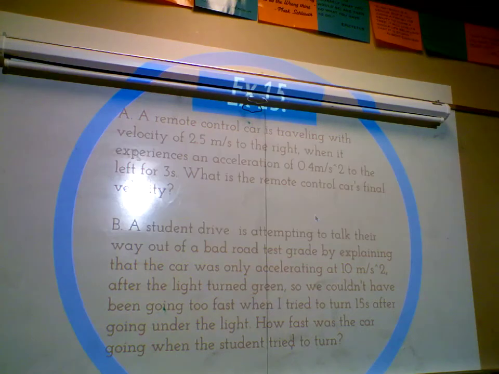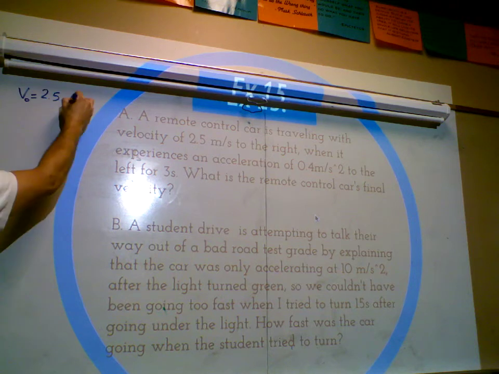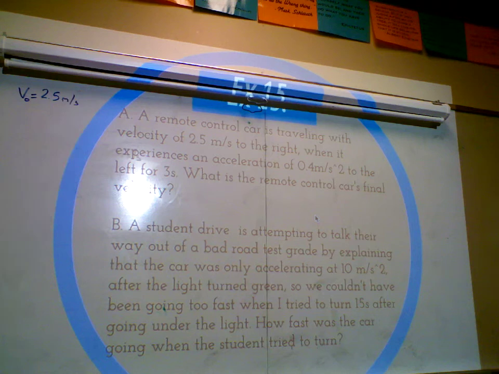Okay. So, what do we know for A? What are some things that we know? Velocity. What's velocity? Okay, is that an initial or final velocity? Initial. That's V naught. Okay. And we said it's to the right, didn't we?